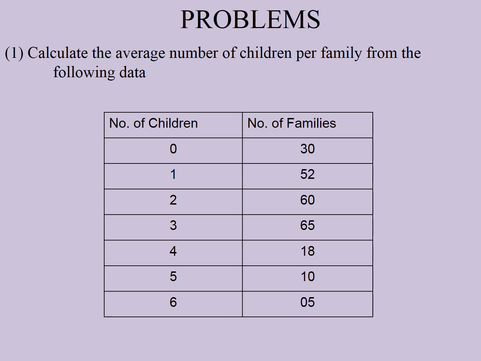The meaning of this table is that the families having no children are 30, the families having a single child are 52, families having two children are 60, families having three children are 65, and so on. We have to calculate the average number of children per family, and this particular set is called a discrete frequency distribution.